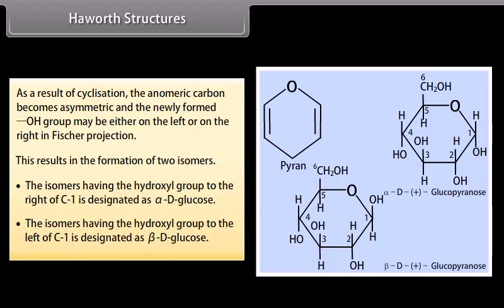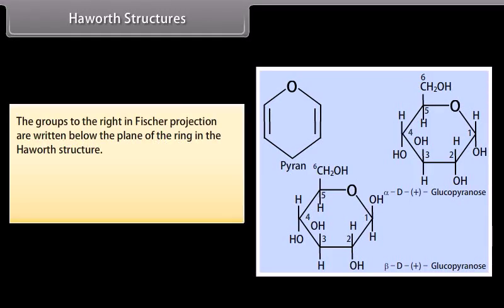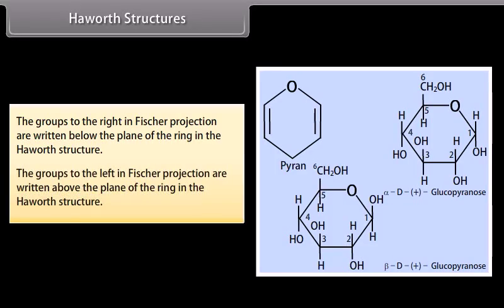The lower thickened edge of the ring in Haworth structure is nearest to the observer. The groups to the right in Fischer projection are written below the plane of the ring in the Haworth structure. The groups to the left in Fischer projection are written above the plane of the ring in the Haworth structure.